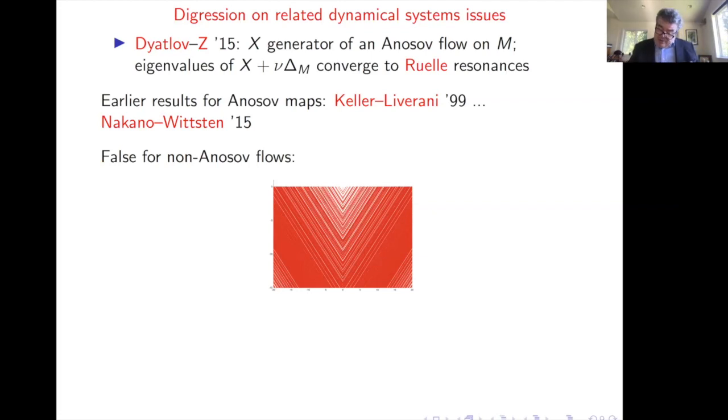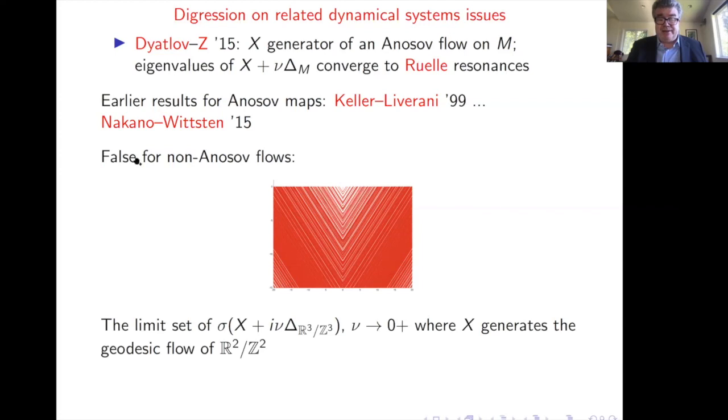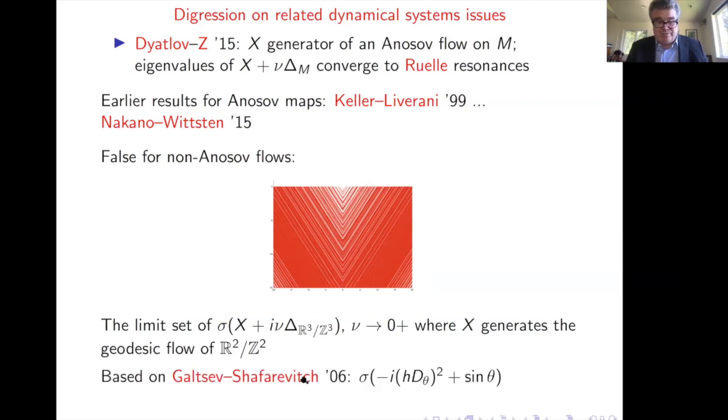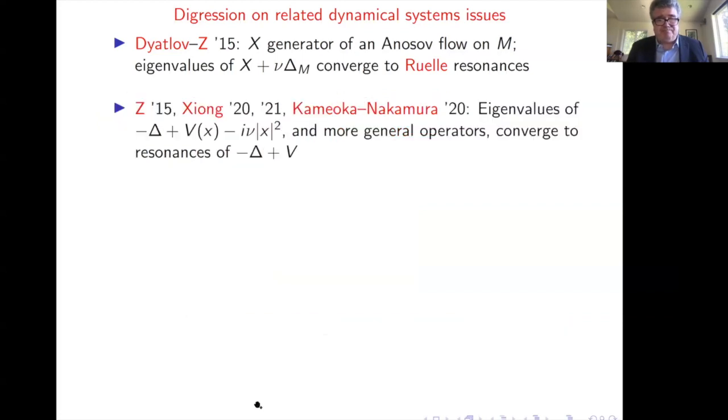And there were earlier results for Anosov maps. And just like in our situation, results are not valid when the dynamical assumption is not satisfied. This type of result is false for non-Anosov flows. What I'm showing here is the limit set as nu goes to 0 in the case when X is the generator of the geodesic flow on the cosphere bundle, the circle bundle of the torus. So you need the dynamical assumptions. And this is based on exact or complex WKB analysis of this operator due to Galtsev and Shafarevich.